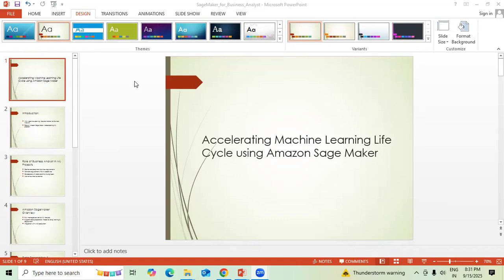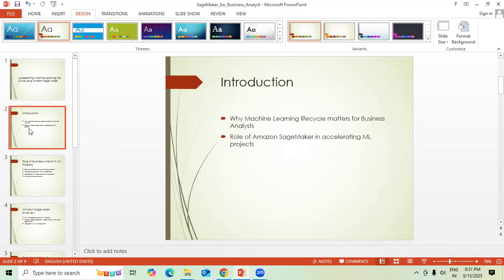majorly provides cloud services. In regard to that, Amazon SageMaker will provide that acceleration of the machine learning cycle, even by understanding the requirements as a business analyst. Even if we try to develop some models, etc., everything using this. In regard to that, today I'm going to discuss what this Amazon SageMaker is all about. So before that, why the machine learning life cycle especially matters for any business analyst.